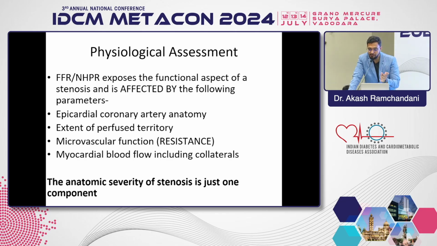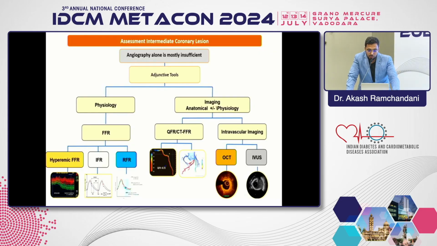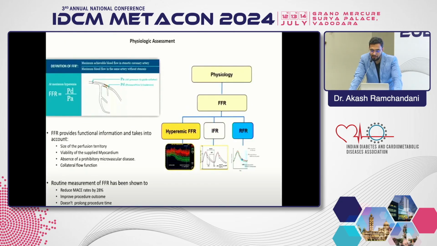So anatomic severity of stenosis is just one component of physiological assessment of the coronary artery. As I discussed, angiography alone is not sufficient. So what other tools will help us assess the patient and treat the intermediate lesion? One component is the physiological tools, and second is imaging, which we will discuss after the physiological tools. So first there is hyperemic FFR, fractional flow reserve.